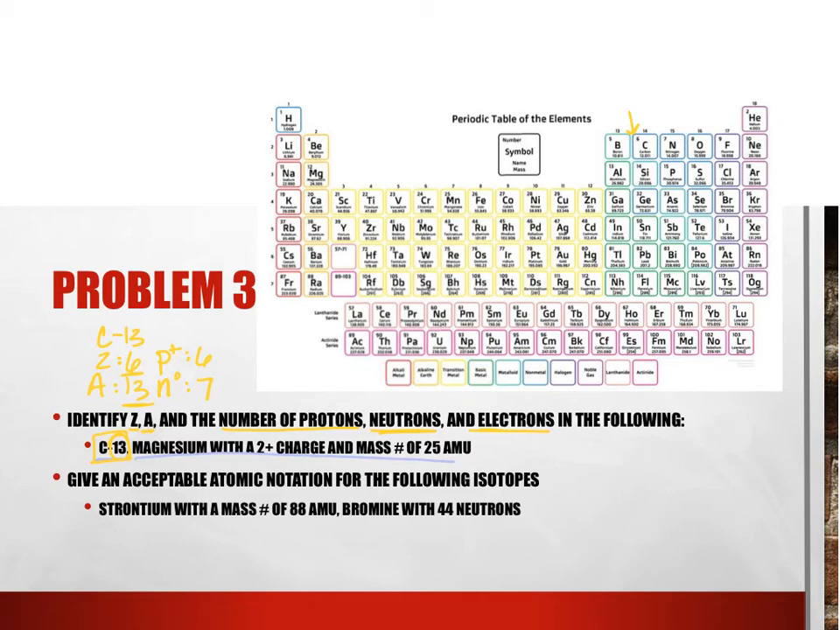So remember, to calculate the charge on a particular isotope or on a species, you would need the number of protons and subtract from it the number of electrons. Well, in this case, since there's no charge, that means that they are equal. So the number of electrons then is equal to 6 as well. So that's the answer for C13.